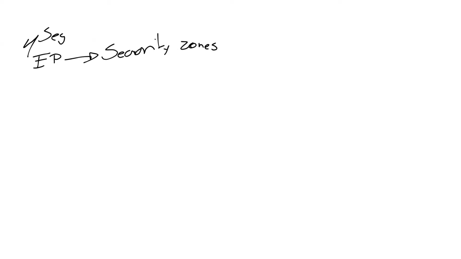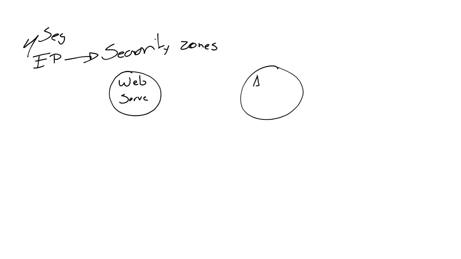Let me give you an example. On a two-tier application, we're going to have a web server EPG and the applications EPG. Natively and by default, these two endpoint groups cannot talk to each other. If you want them to communicate, you need to create a contract between them.